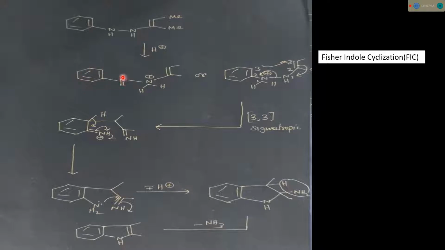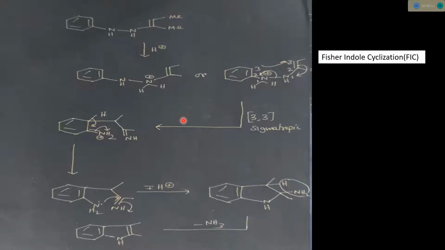That's why this lone pair is unavailable. That's why most people show the protonation on this nitrogen group, but actually protonation will occur on this nitrogen, not this nitrogen. Protonation will occur on this nitrogen.